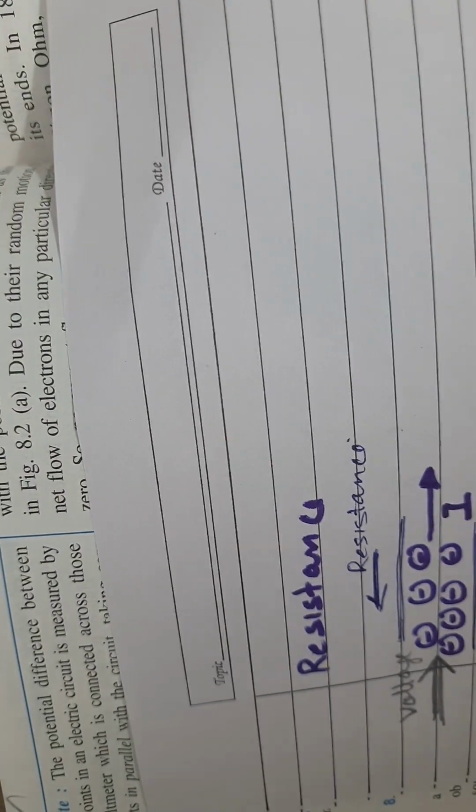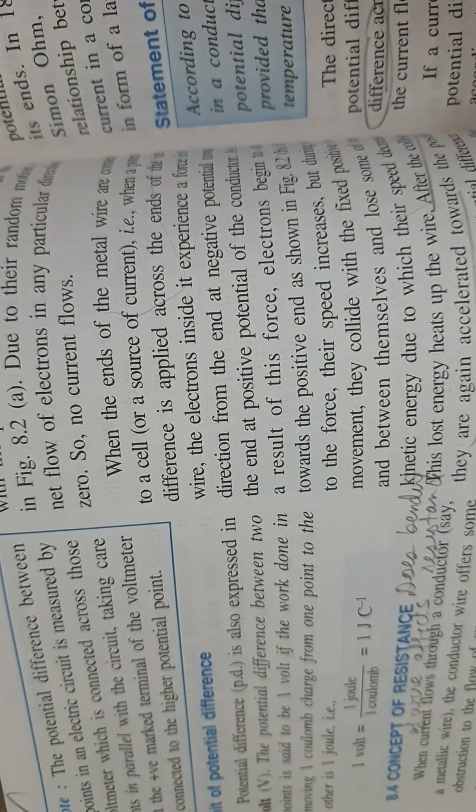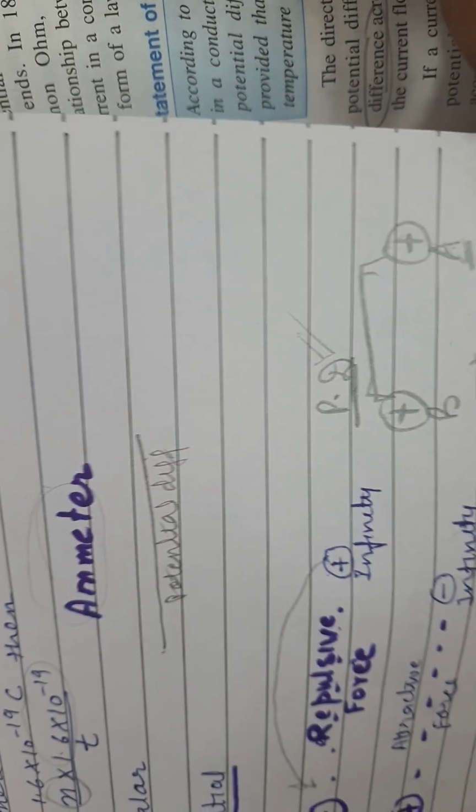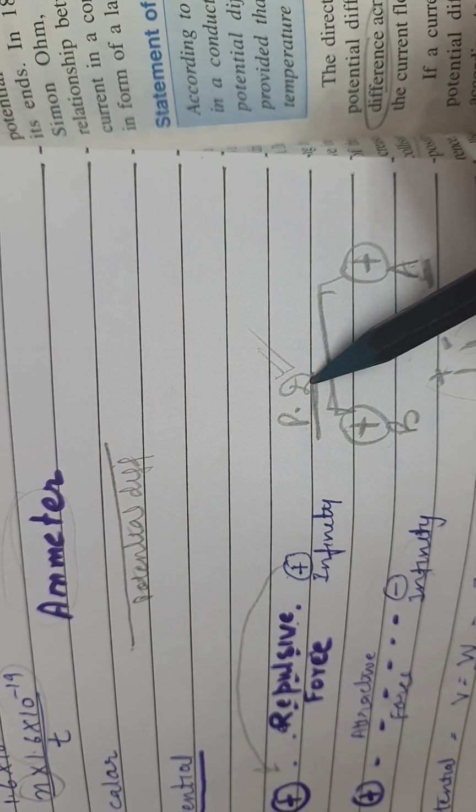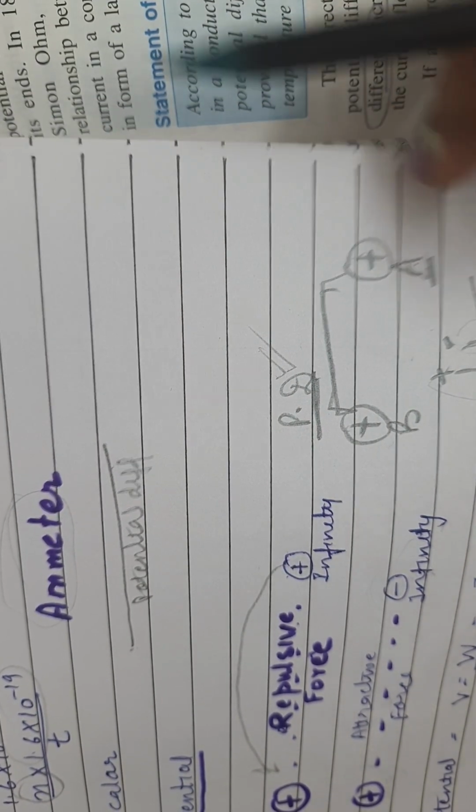Now next we come to a very important technical term, resistance. Before that, you should know how you measure the potential difference. We use a device called voltmeter.